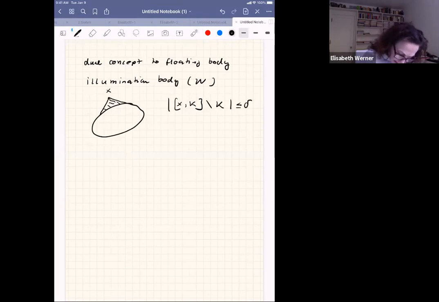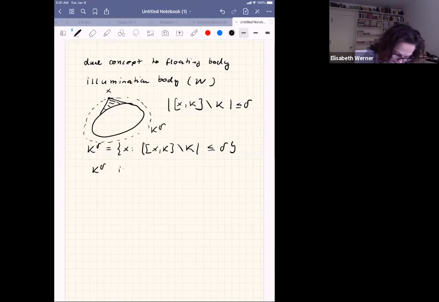And then the illumination body, K delta, I'll put the delta on the top, is the set of all X so that exactly this happens, that is, that the volume of the convex hull of X and K without K is more or equal than delta. So we take all those. And this is our K delta, and one can in fact show that K delta is convex.